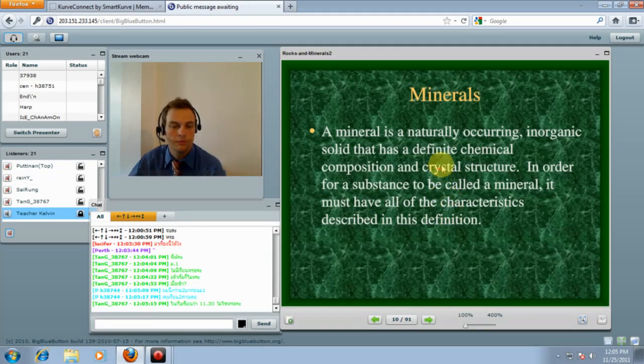Okay, so mineral, which we didn't talk about before. It's naturally occurring, inorganic. It's got a chemical composition and a crystal structure. We'll talk more about that stuff.